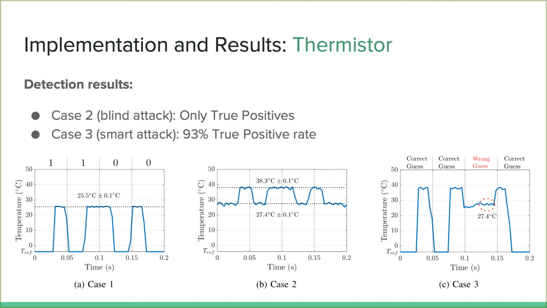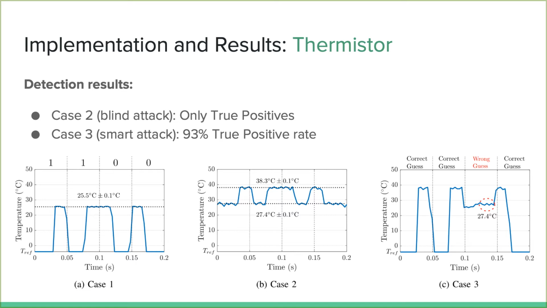So, our detection results. Case 1 is the case when there's no attack going on. You can easily see how our method detects an attack. These are the times when the sensor is turned off. We have a temperature reference. This is below 0 because we're getting 0 bits from the sensor. The sensor is reading a 25.5 degrees Celsius room temperature reading.